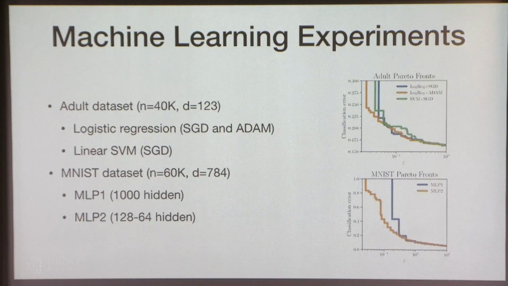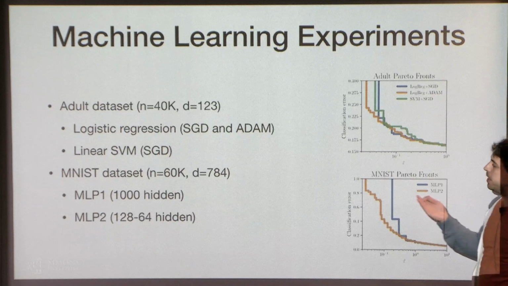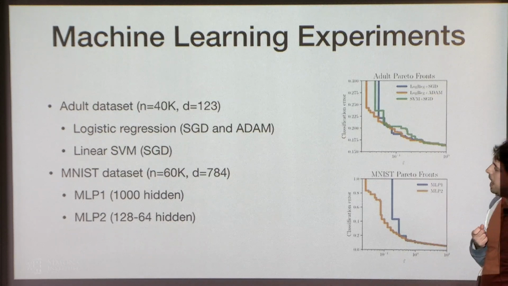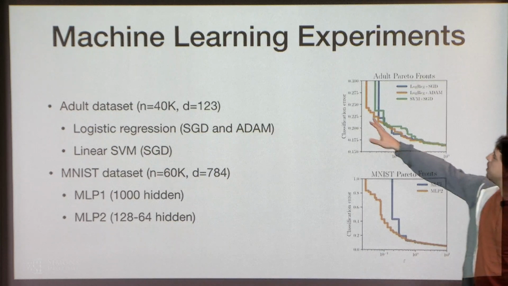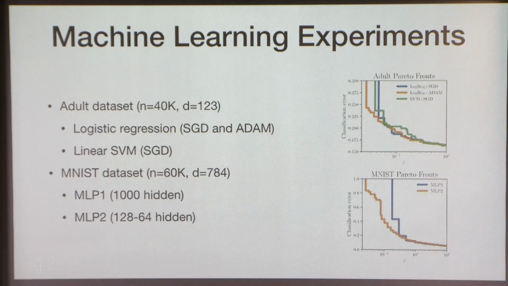So in terms of machine learning experiments, we work with two data sets, the adult data set and the MNIST data set. And we tried a couple of things. For the adult data set, we tried logistic regression with two different optimizers, linear SVM with an SGD optimizer. And we recovered these Pareto fronts here that, although obviously they're noisy, they're based on 16 bootstrap points of random sampling plus 256 iterations of the Bayesian optimization loop.